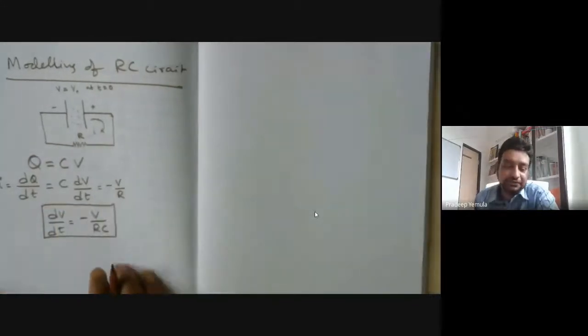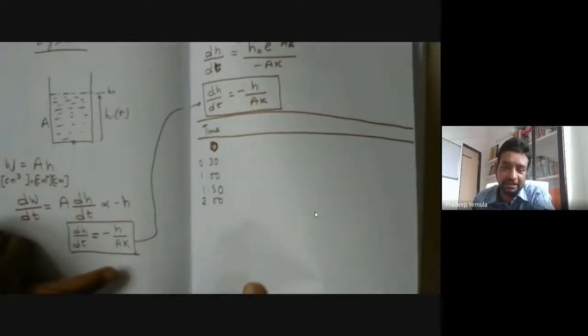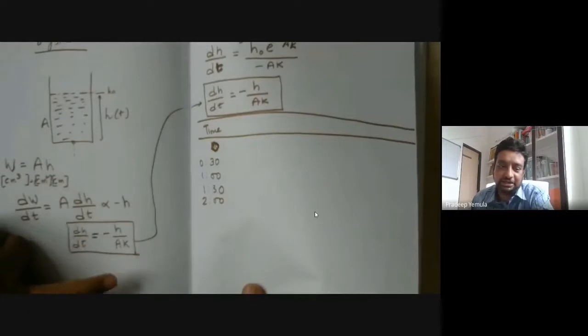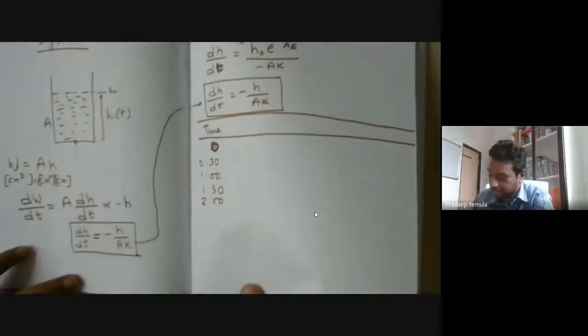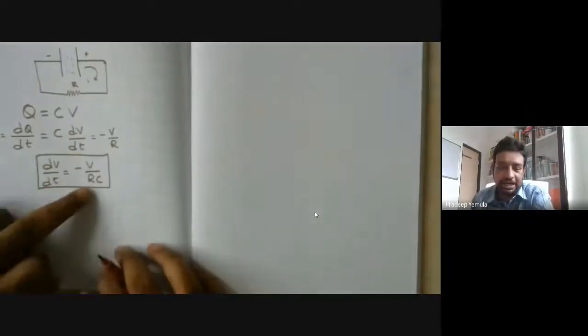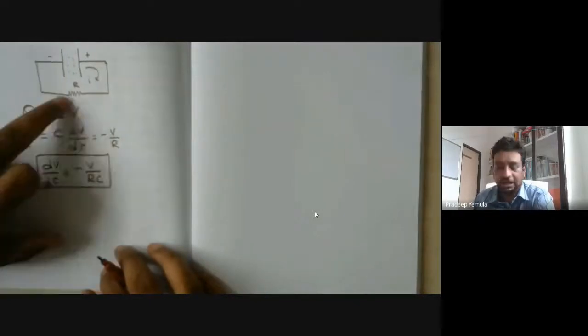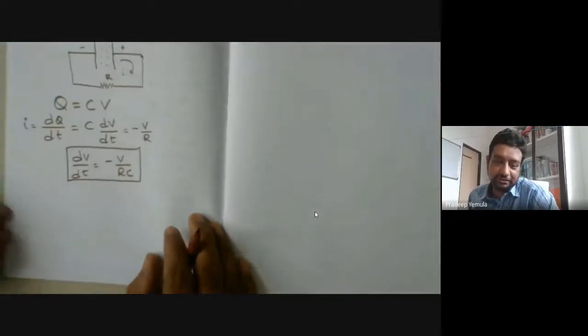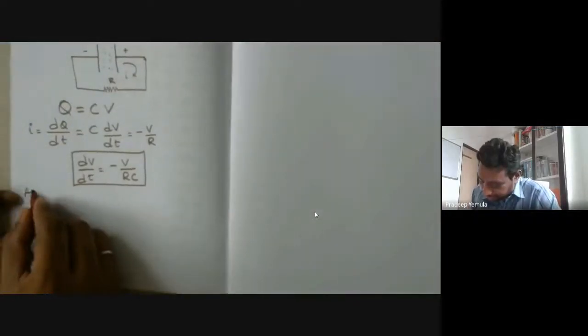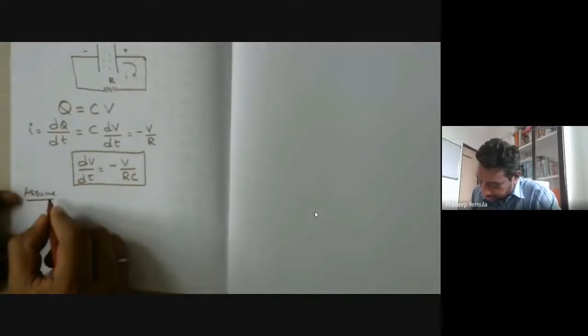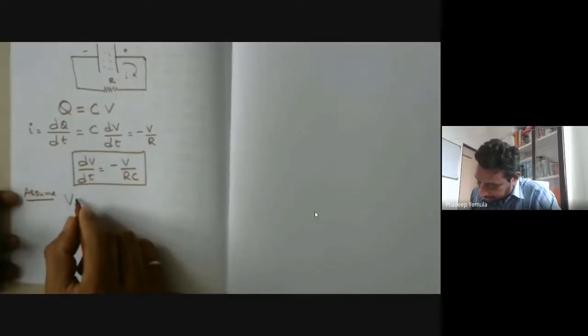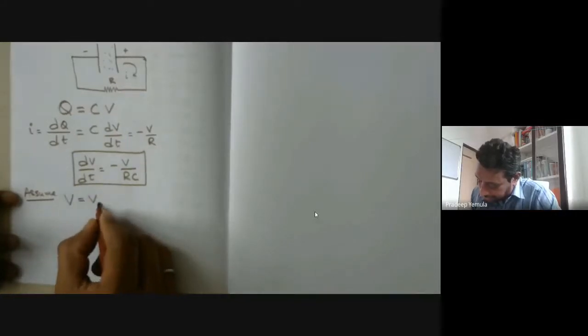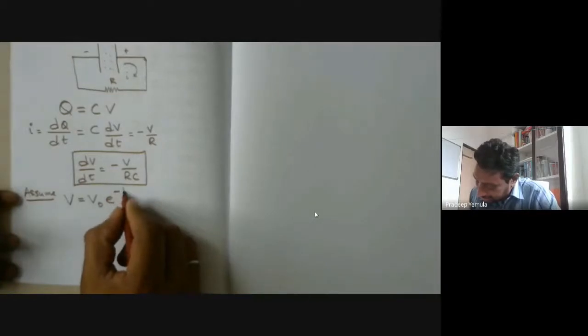If you compare with the earlier one, we got dH by dt is minus H by AK, where A is the area and K is the size of that hole. So here R represents that hole and C represents the area. Now how to solve this? Again you start with an assumption. Assume that V equals V naught into e to the power of minus t by RC.